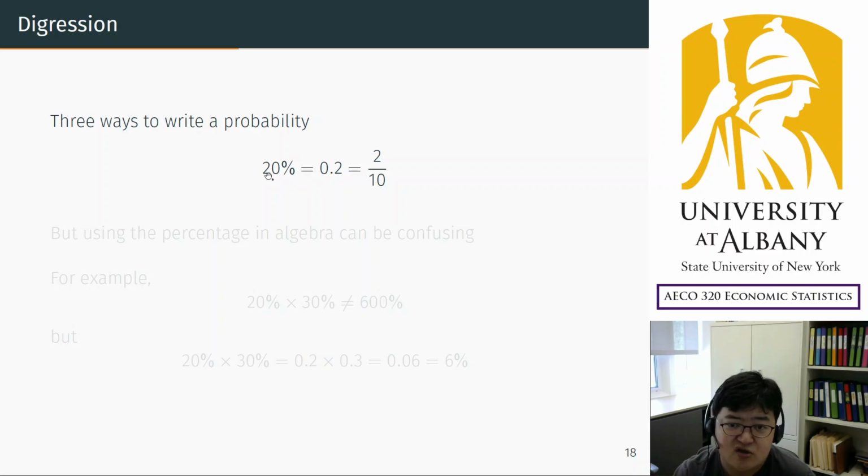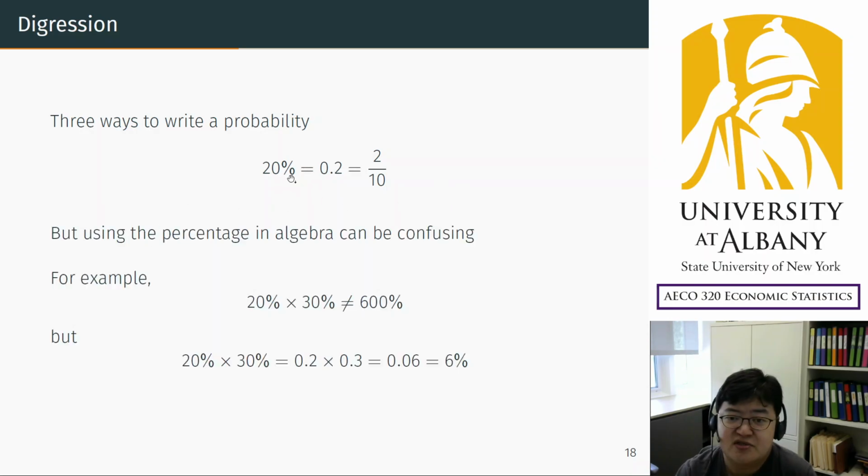And also what I want to say here is you can understand 20% as a number. It is a number. It is 0.2. So 20% equals 0.2 equals 2 over 10, right? Pretty simple. But the reason why I'm telling you this is because using the percentage unit is confusing, especially when you need to calculate something else.